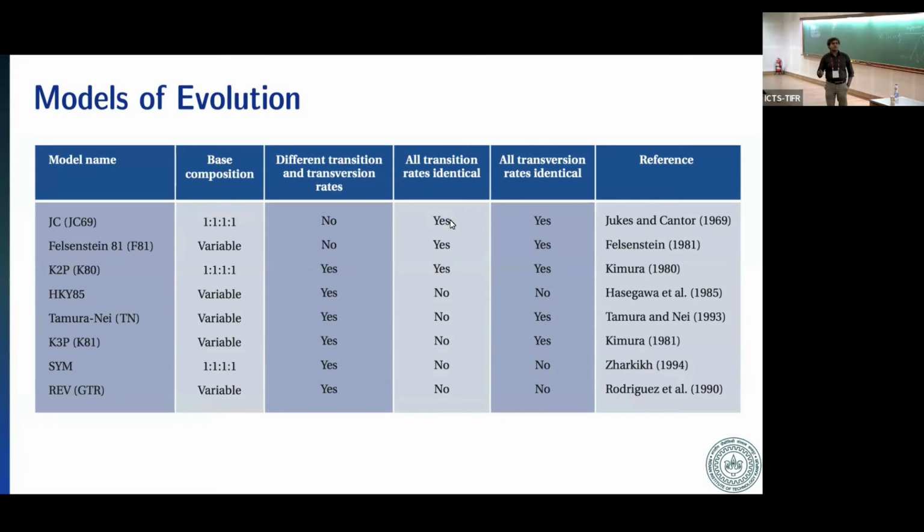So let's say you are comparing these two models, Jukes-Cantor and Kimura 2-parameter. The parameter set is different, right?